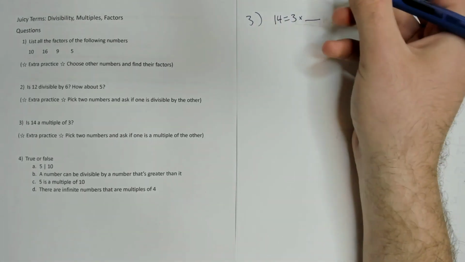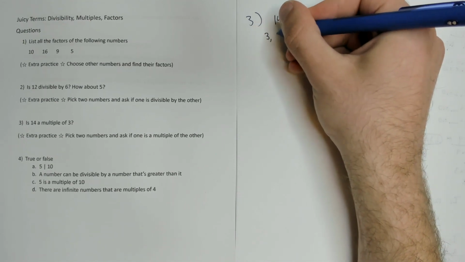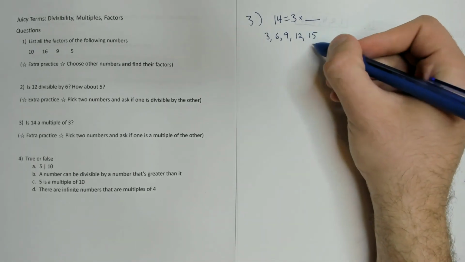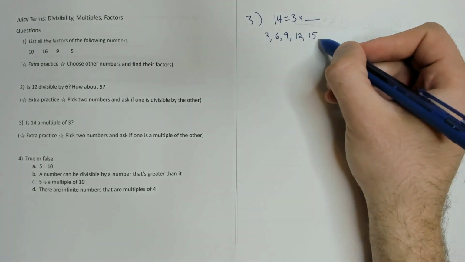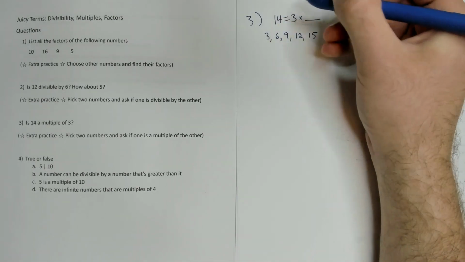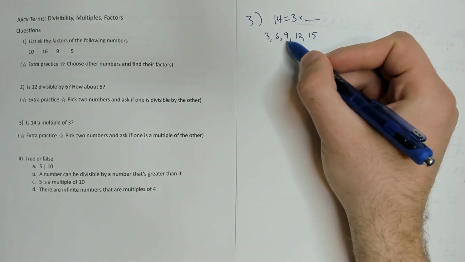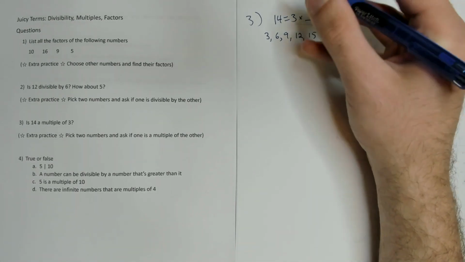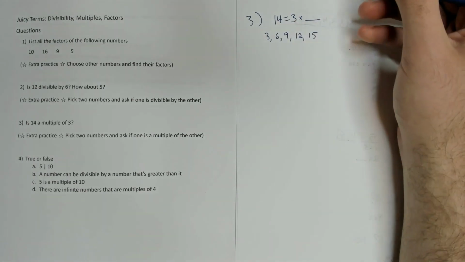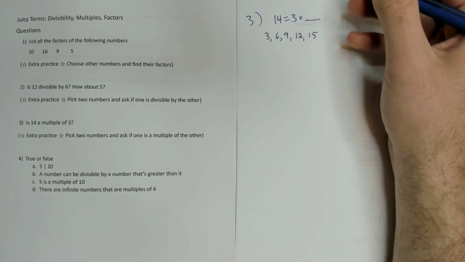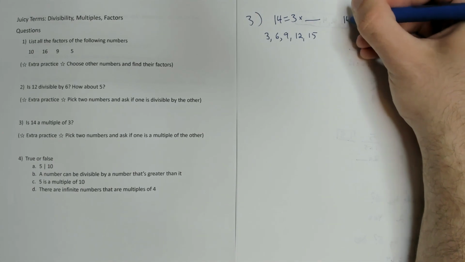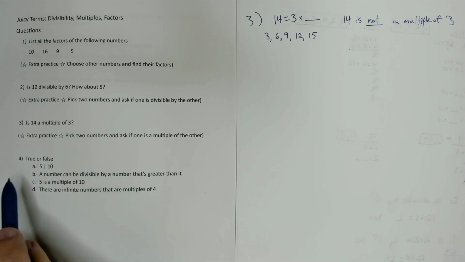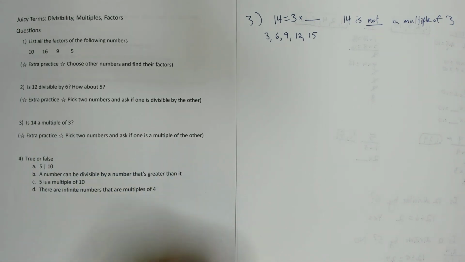Well, let's see. If we take multiple 3's, we just count by 3. So we have 3, 6, 9, 12, 15. So we've skipped 14, which means that we can't take a whole number of multiples of 3 to get to 14, right? This is one multiple of 3, two multiples of 3, three multiples of 3, and so on. But we're never going to have a whole number answer here that'll give us 14 because we've skipped over it in the list, which means that we're going to have a decimal here, which means that 14 is not a multiple of 3. And once again, for extra practice, just like with number 2, pick any two numbers and ask if one is a multiple of the other.